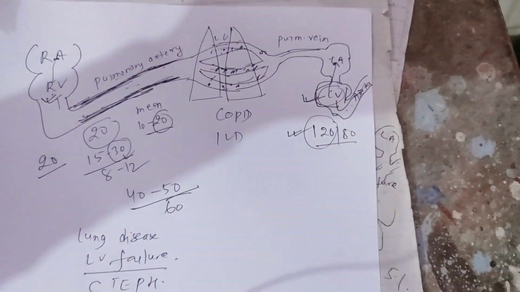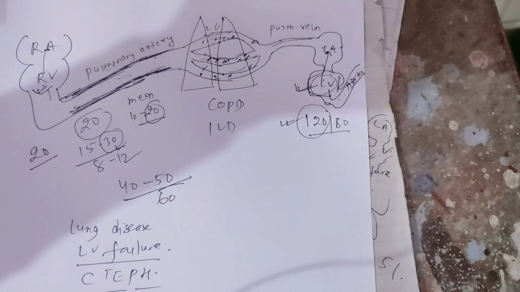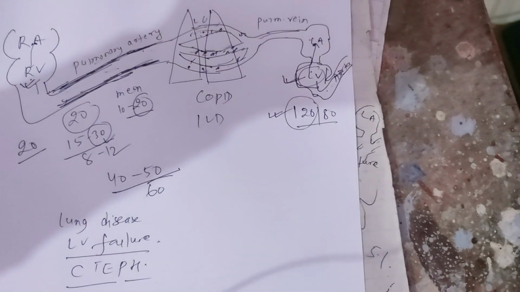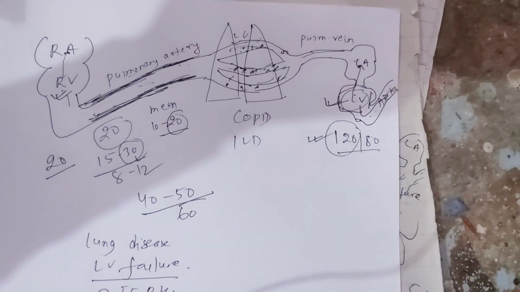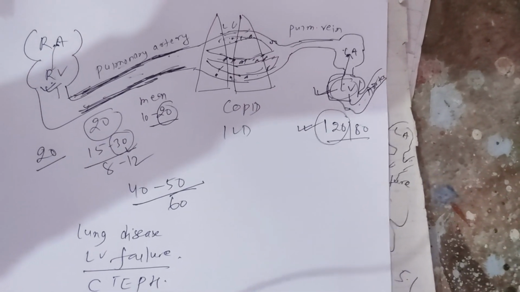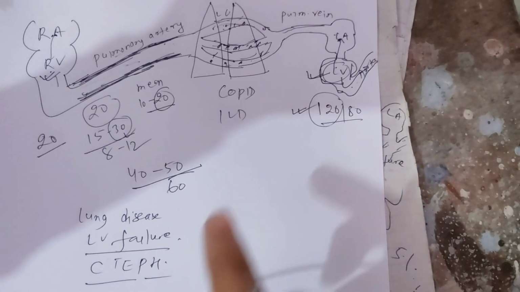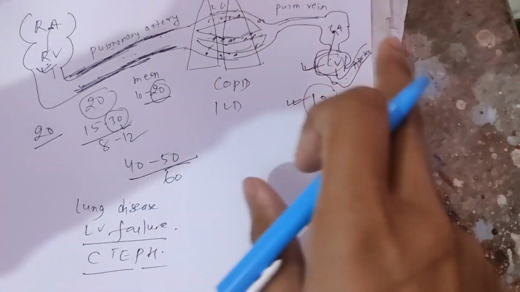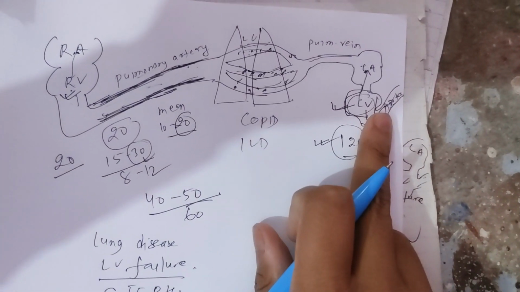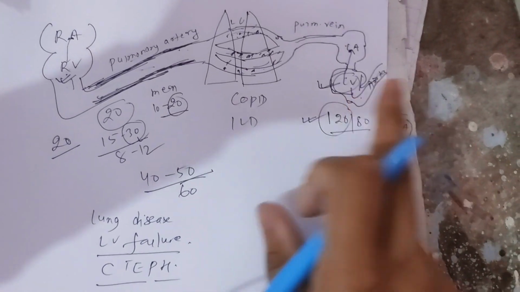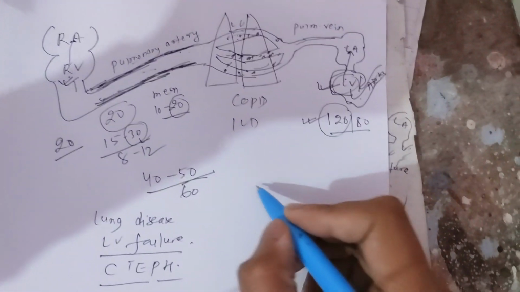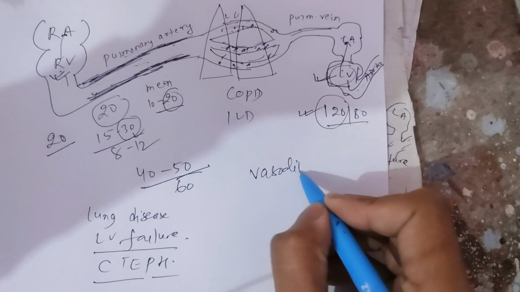So why do you need to differentiate this? Why do you need to find out what is causing this? Because we have to address the underlying cause, right? If there is thromboemboli, we have to address this. If there is left ventricular failure, we have to address this. And in addition to that, where to give vasodilator?